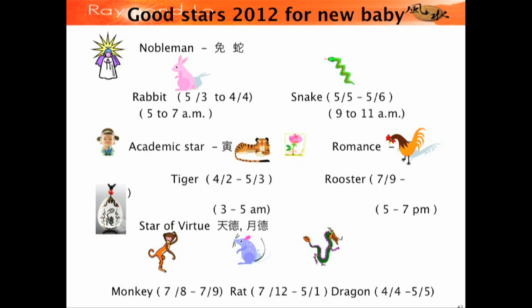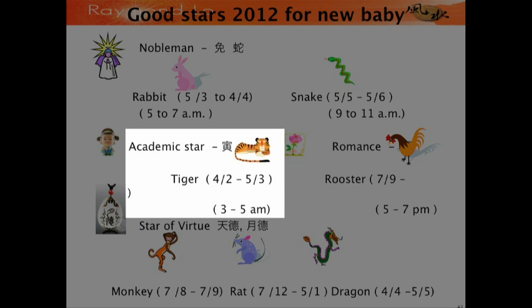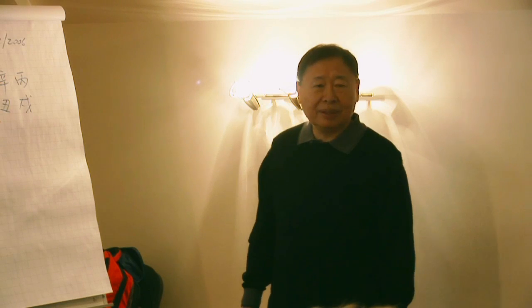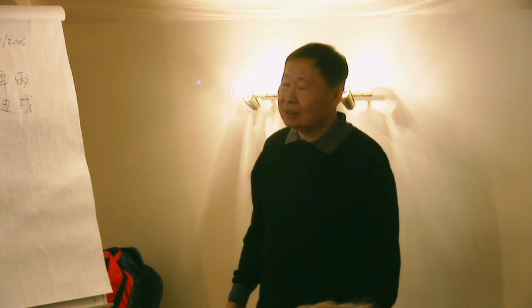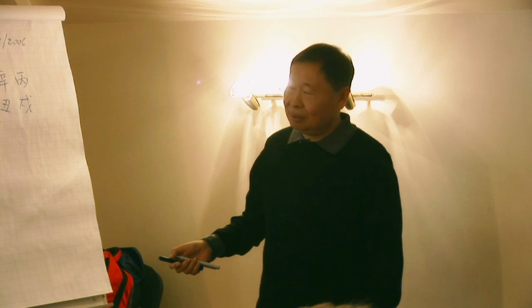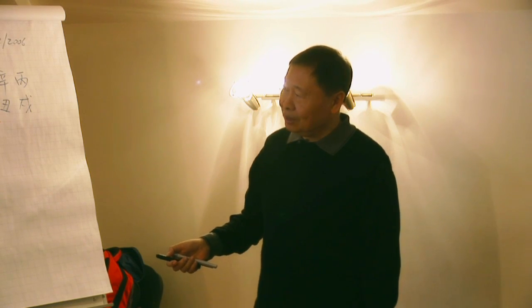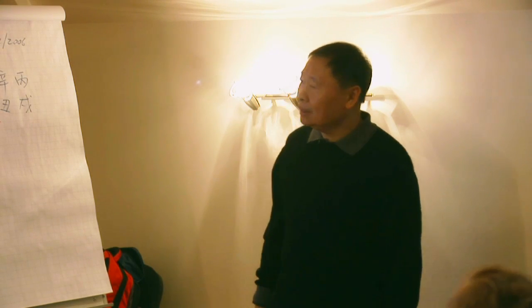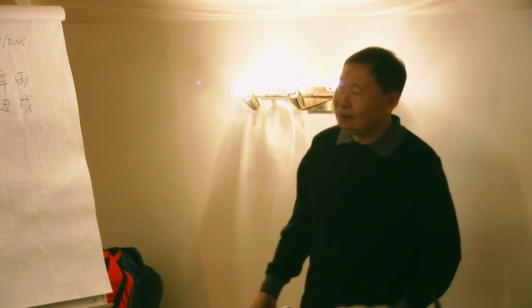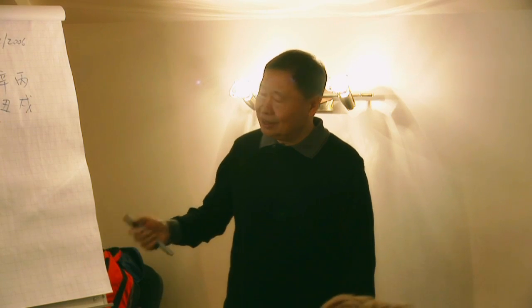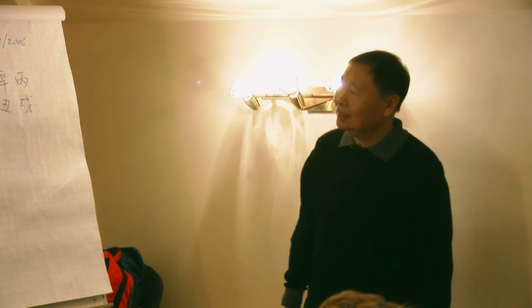So the second good star is the academic star. Вторая хорошая звезда это звезда академика. Intellectual quality and intelligence, and can study well. Она означает интеллектуальные качества, ум и способность хорошо учиться. Because 2012 is a yang water year, the academic star is in the tiger. Поскольку 2012 год это год янской воды, то звезда академика это тигр. So therefore tiger means February. Тигр это февраль. So next year, the baby born in February has an academic star. Поэтому на будущий год, если ребенок родился в феврале, у него будет звезда академика. Or a baby born between 3 to 5 a.m. has an academic star. Или если ребенок родится с 3 до 5 утра, у него будет звезда академика.